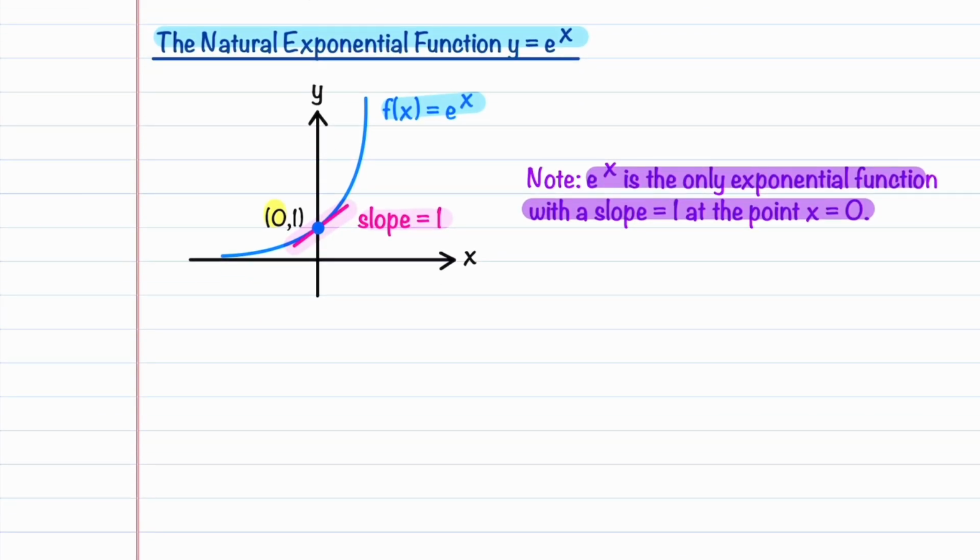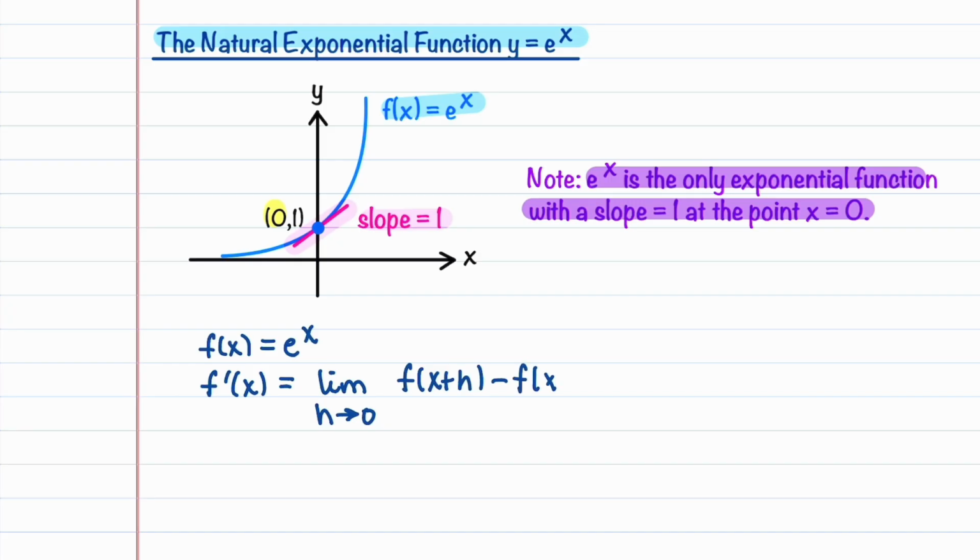To find the derivative of f(x) is equal to e to the x, we actually need to start with the limit definition of the derivative. That definition is f prime of x is equal to the limit as h goes to 0 of f(x plus h) minus f(x), all divided by h. In our next step, what we're going to do is wherever we have an x in the function, we are going to replace that with x plus h. Let's see what this gives us.